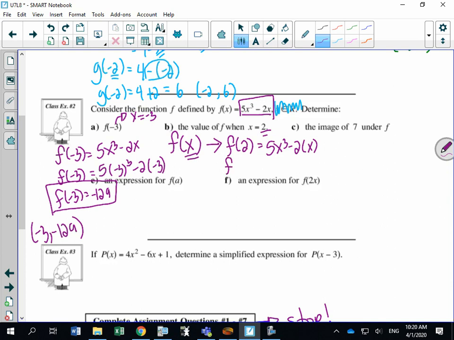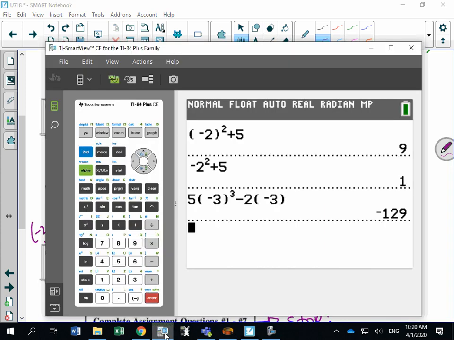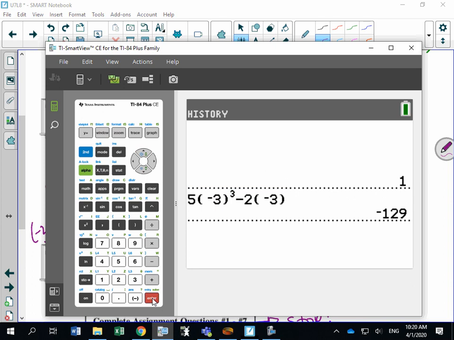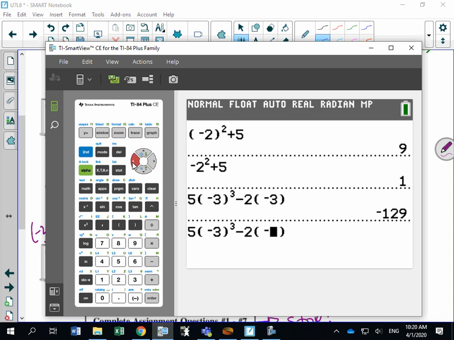So they want me to calculate when x is 2. F of 2 is equal to 5, open bracket, 2, close bracket, cubed, minus 2, open bracket, 2, close bracket. So now let's go back to our calculators, and let's do this exact same equation, but let's go and put in a 2.